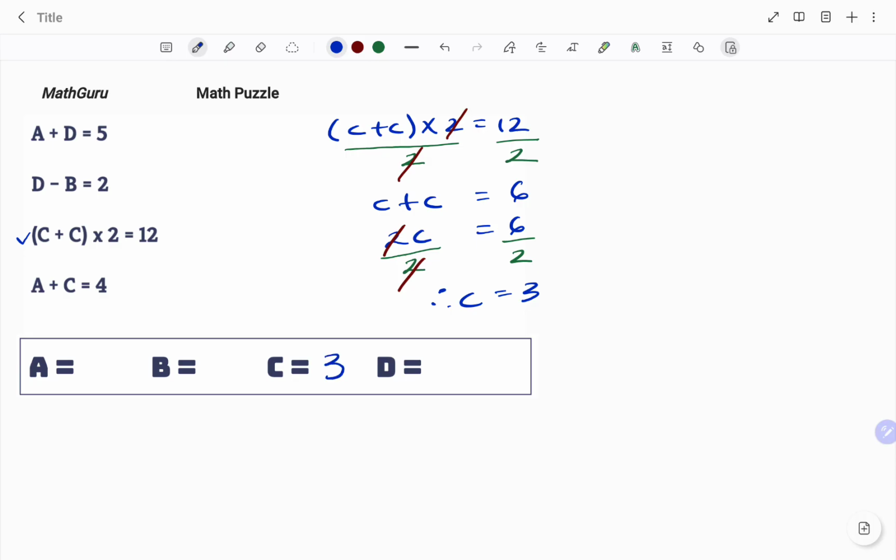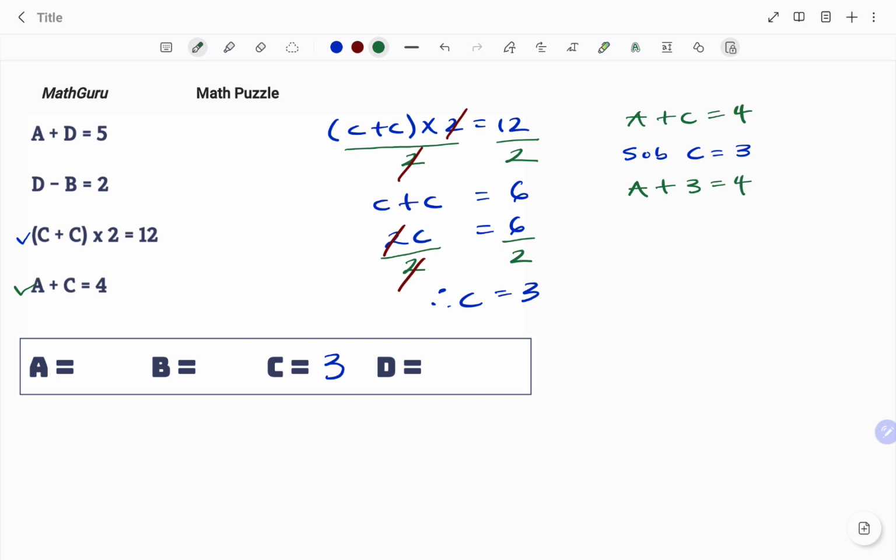Now that I know the value of c, I'm going to look for another equation that has c, and that will be the fourth equation, which states that a plus c equals 4. So if I have a plus c equals 4, all I need to do is to substitute the value of c, which I was able to calculate as 3. So what that means is every occurrence of c, I replace with 3. So I have a plus 3 equals 4.